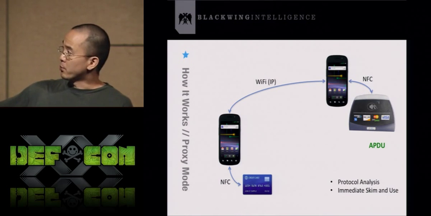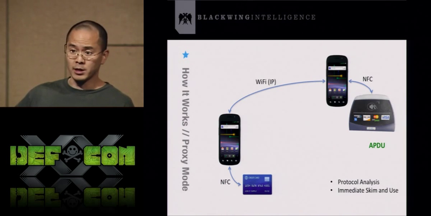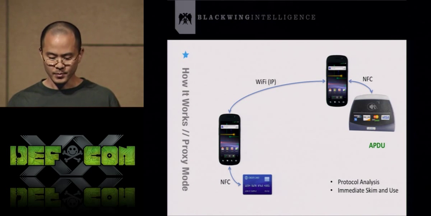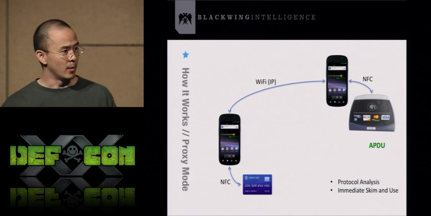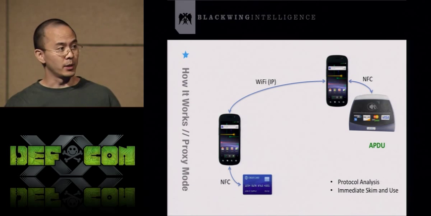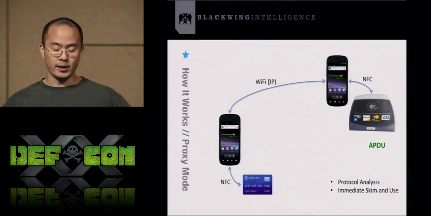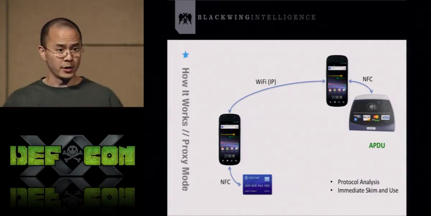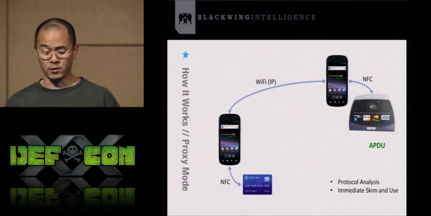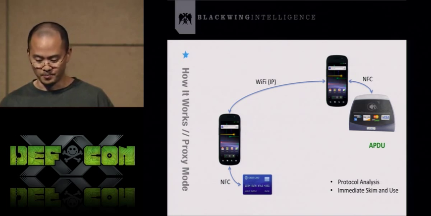So what proxying allows you to do is protocol analysis. Because we're sitting in between the transaction, we can record all that stuff and then go back after the fact and look at all the bytes that were sent between the reader and the card. And what this also facilitates is immediate skim and use. So if you set this up properly, you can take a phone, put it next to someone's credit card, and then somewhere across the world even, if the phones are communicating over IP, you can take that phone and swipe it across a reader, and you'll be able to skim their credit card completely, right over IP in another part of the world.